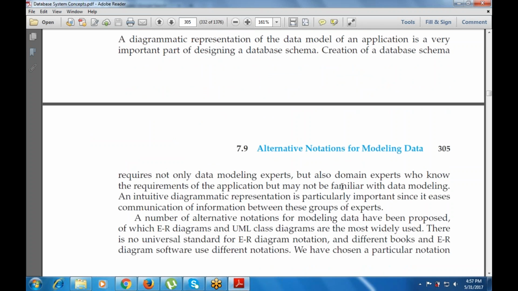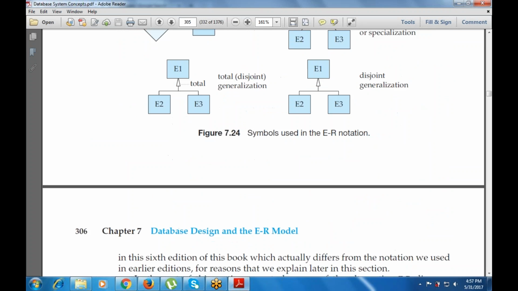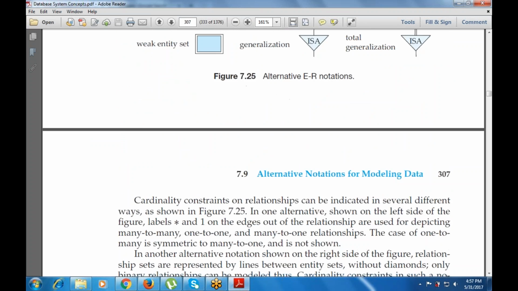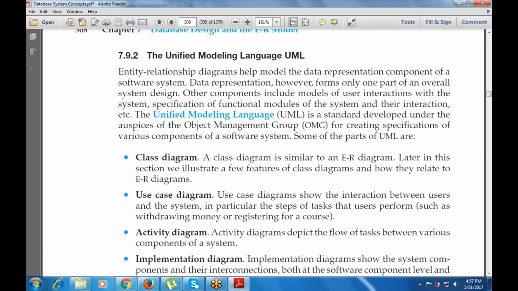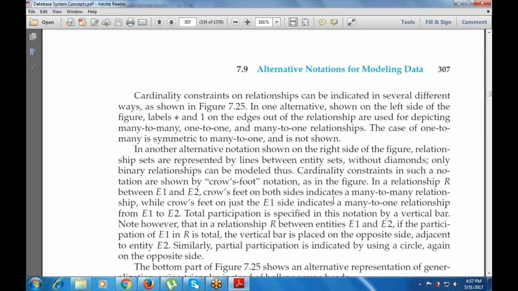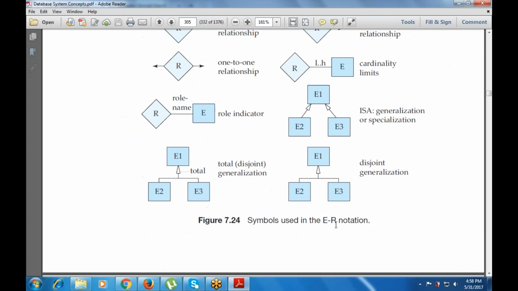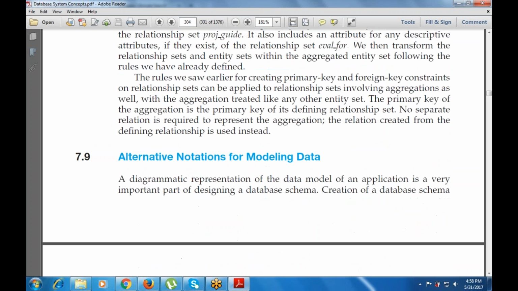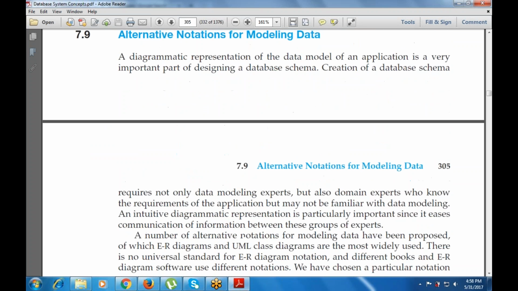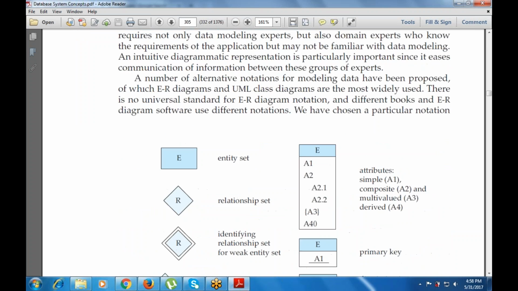The next topic is alternative models or notations for ER diagrams. What are the various alternative ER diagram models that are used? There is a diagrammatic representation. A number of alternative notations have been proposed by various experts, of which the ER diagram and the UML class diagram are the most used.